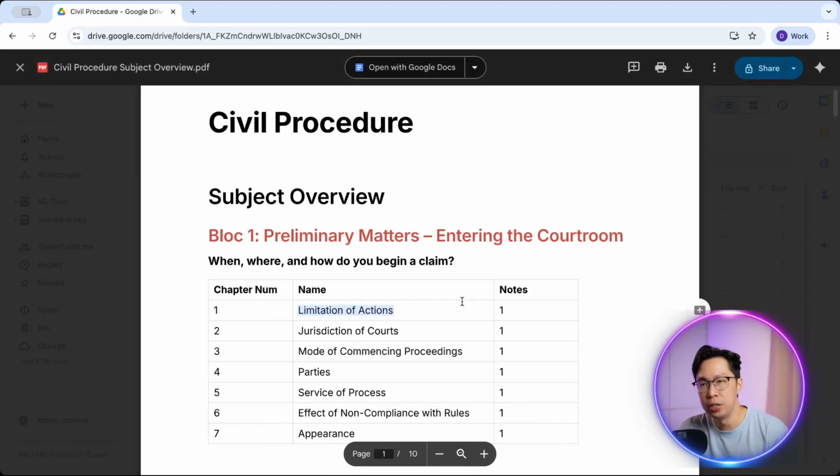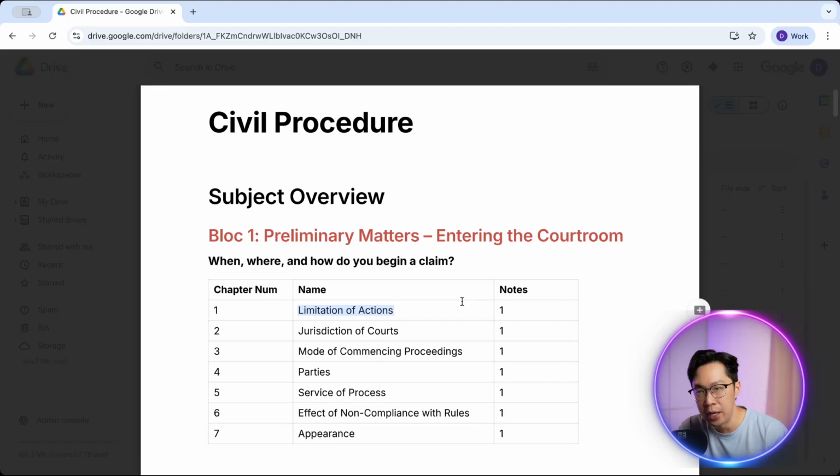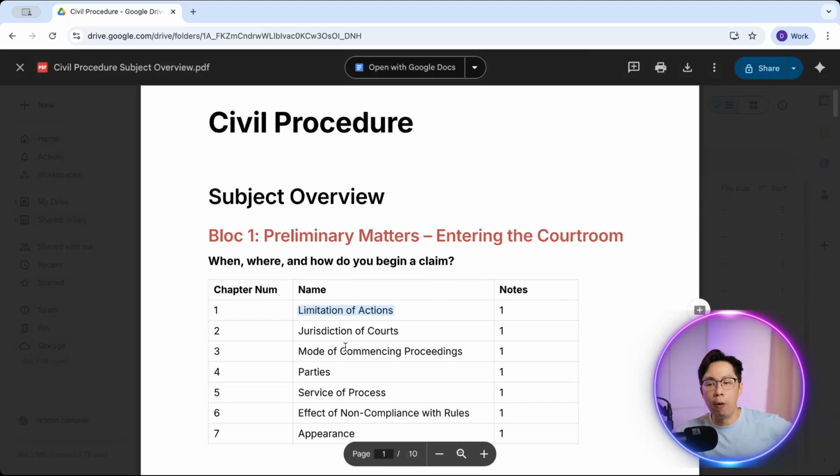So, limitations. Limitation is a defense. Alex sued Mr. Lee. Mr. Lee checked whether he can raise the defense of limitation. Alex also checks to see if limitation is an issue which will bar him from suing. And then we have jurisdiction of courts. Which court should we sue? Is it session court? Is it magistrate court? Is it high court?